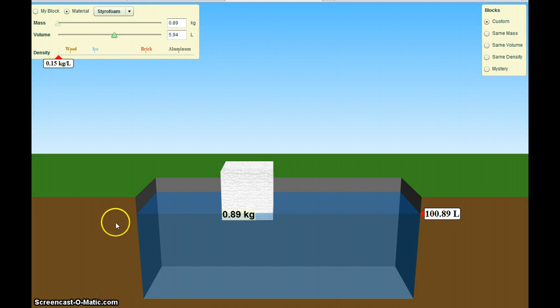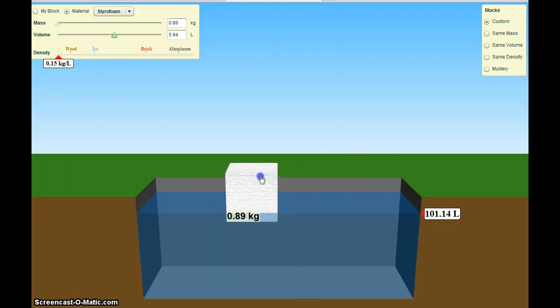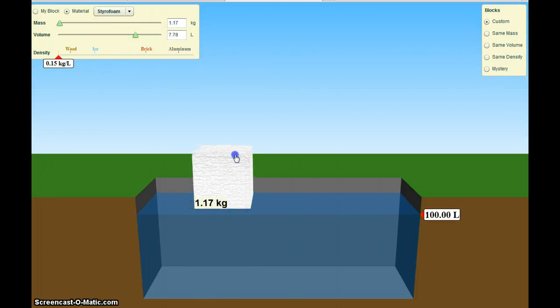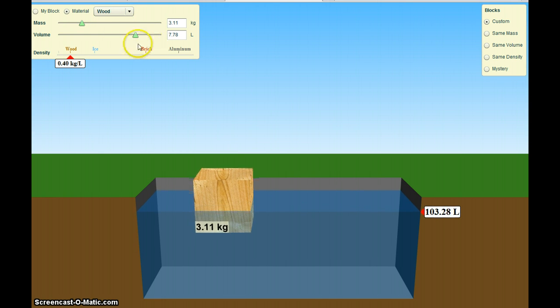Okay, what we have is a simulation here that will help give you an idea about what goes on with density. So right now we have a styrofoam block here, and if you look up in the left corner, the mass is much lower than the volume, and it's also less dense than the water, hence it's floating. Now, if we change the material to say a wood block, you can see that as they're getting closer, this is sinking more and more, as you could tell by the liters filling up.